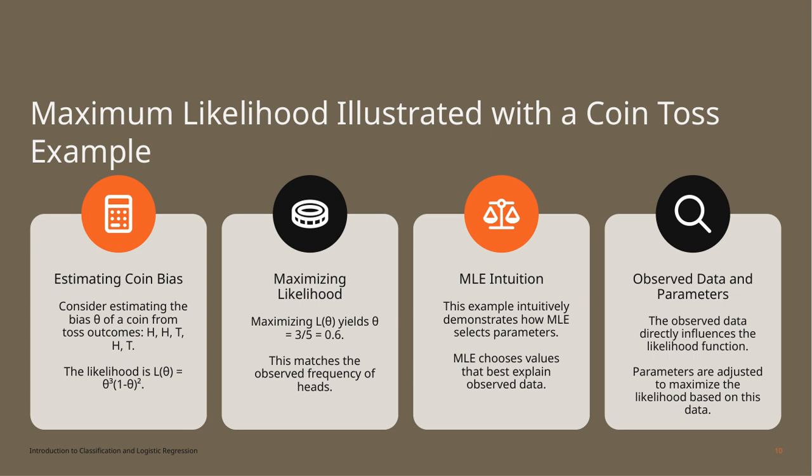So, in summary, this coin toss example illustrates how maximum likelihood works in practice, by using the data to guide us toward the parameter value that makes our observations most likely.